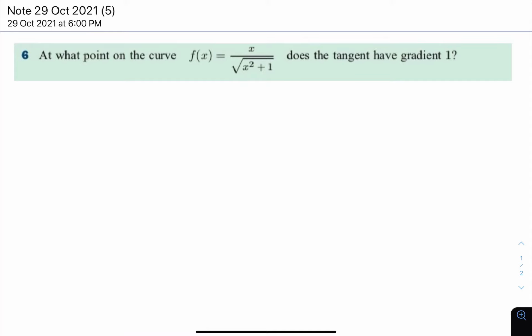If you haven't done differentiation yet, you can skip this video and come back to it when you have. So let's first write this out in a way that's easier to differentiate, aka get rid of the square roots and write in terms of indices. So that becomes x over x squared plus 1 to the power of half, because that's what square roots are raised to. Now, we need to use the quotient rule because we have a fraction.